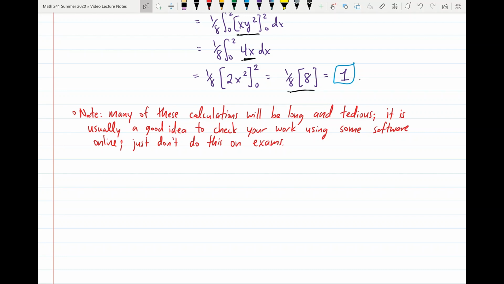So I do want to note before I get to the end of this video here that many of the calculations that are going to pop up inside of these triple integrals are going to be long and tedious. Lots of little minus signs that might get lost, things like that. Lots of square roots that can cause problems. So it's usually a good idea for these kind of problems to check your work with some kind of software that you can find online, or if you do have a graphing calculator that will do some of these integrals, checking with that might be nice too.